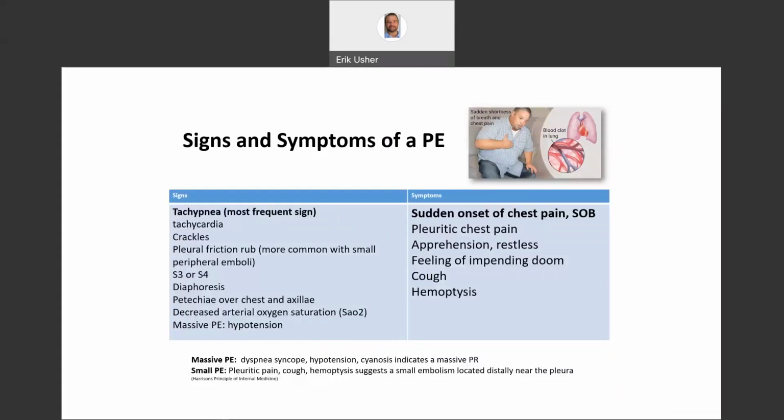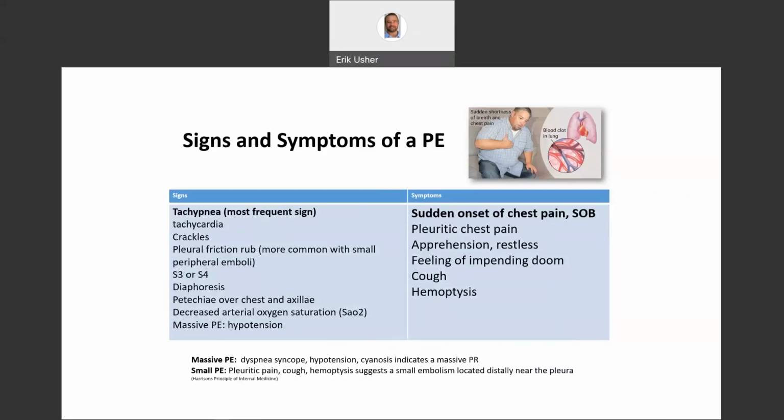So speaking of pulmonary embolisms, what are the signs and symptoms of that? Well, tachypnea is the most frequent sign. Again, there is a problem with gas exchange. You're plugging it up. There is a blockage of blood flow there. Tachycardia usually accompanies that. They may have crackles, pleural friction rub, S3, S4 might develop, extrasystoles, diaphoresis, petechiae over the chest, decreased oxygen saturation. With massive pulmonary embolisms, sometimes the opening presentation is death, but they could be profoundly hypotensive.